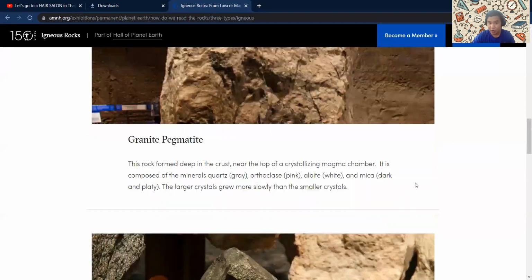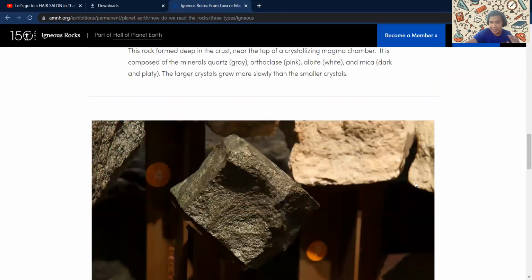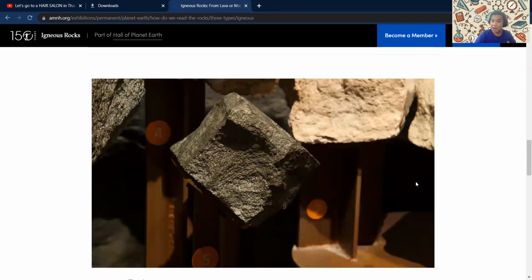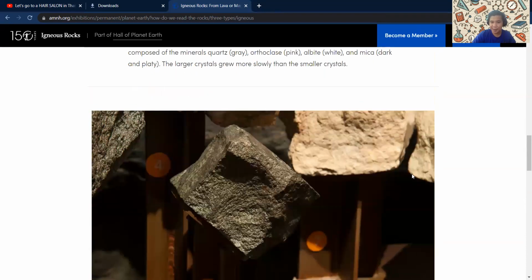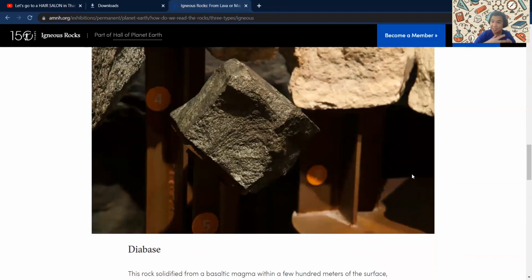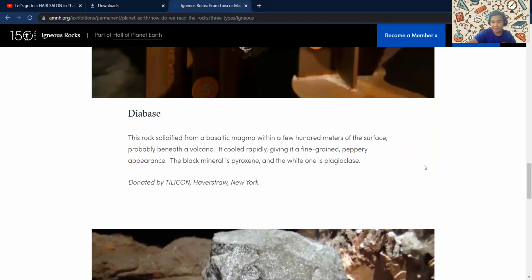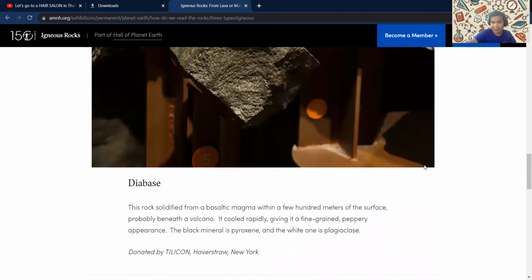These two rocks right here, the granite pegmatite and the diabase, are intrusive igneous rocks, which means they are formed inside, okay? They are formed inside the earth. This diabase is actually formed at the bottom of a volcano. If you find rocks at the bottom of a volcano, you will see that they actually look like this. Now let's go to the next type of rock.